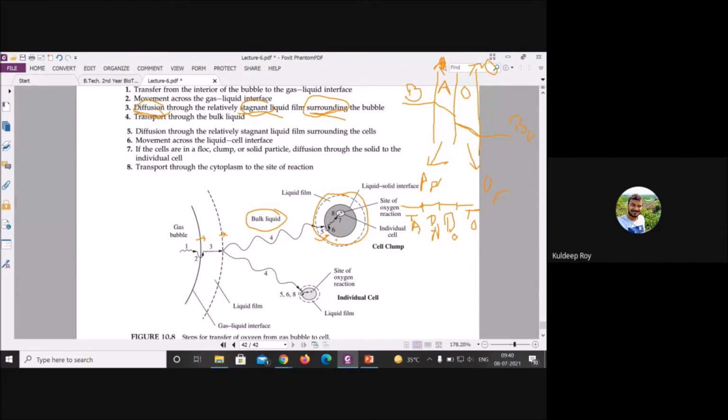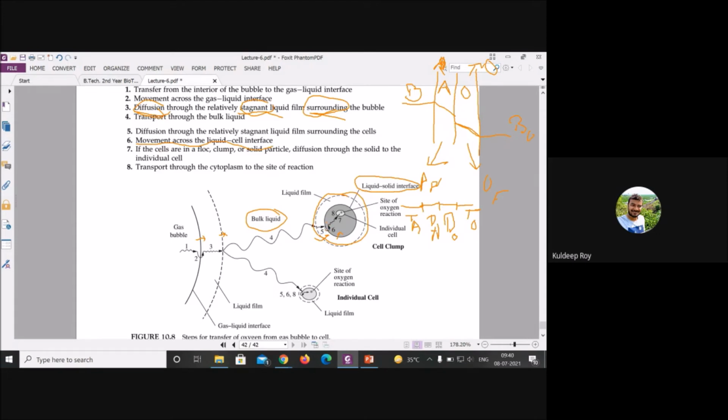After that, it will enter inside the cell, or here they have mentioned the liquid solid interface. This will be the complete whole cell, and there will be a lot of fluid, or you can say the membrane part, in that cell. It will cross through this region, and then it will go. Now let me read the sixth: the movement across the liquid cell interface. Now you can say this is the liquid cell interface.